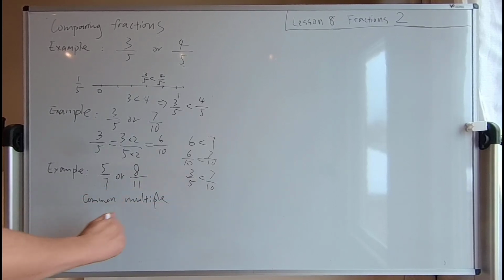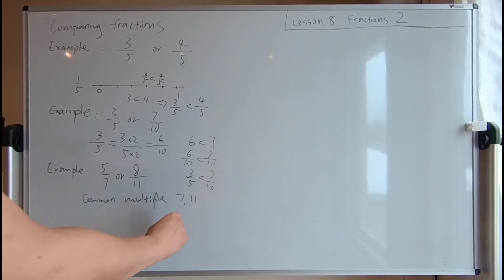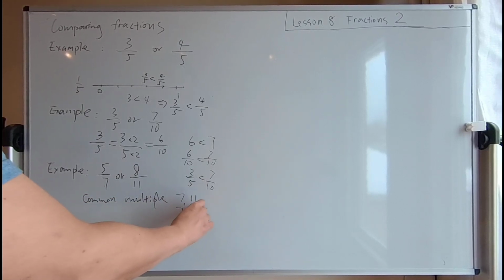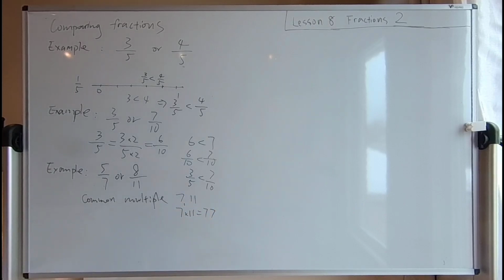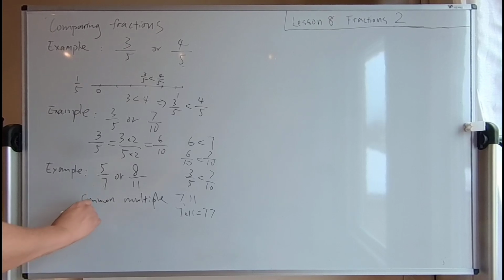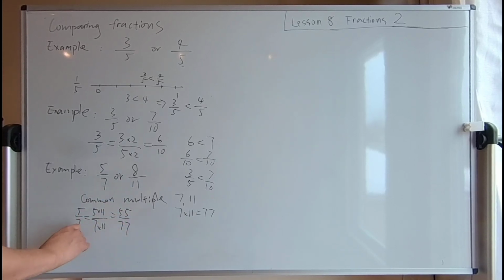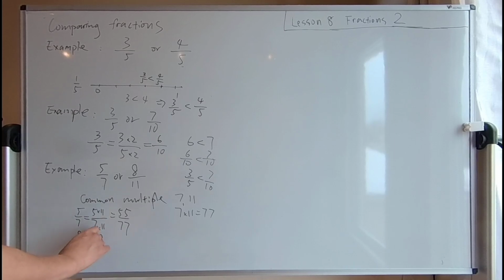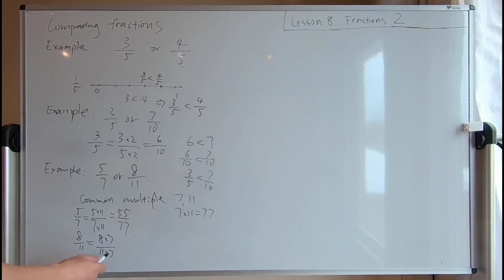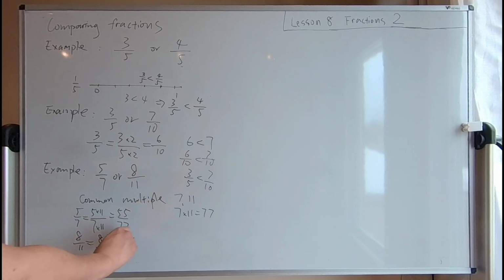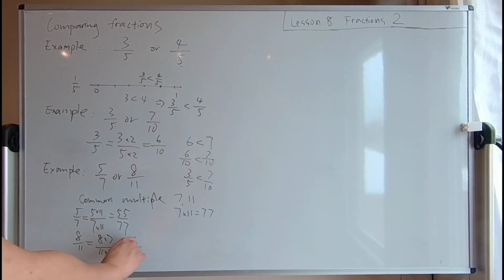Right, so in this case, between the number 7 and 11, the common multiple is 77, or at least the number 77 is a common multiple. So then 5 over 7 is 5 times 11 over 7 times 11, so it's 55 over 77. Same, 8 over 11, 8 times 7 over 11 times 7, because I want to make my denominator equal to 77. So for this one, I need to multiply 7 on both sides. So it's 56 over 77.